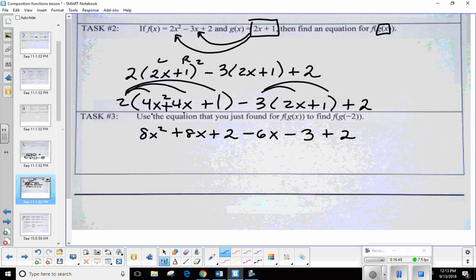There we go. So when you're finding an equation for the composition, it really just kind of reverts back to what you learned in Algebra 1, just your normal skills.